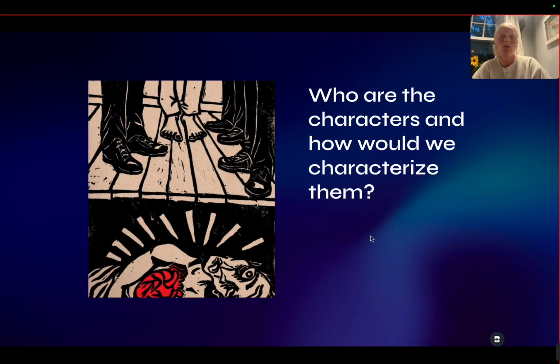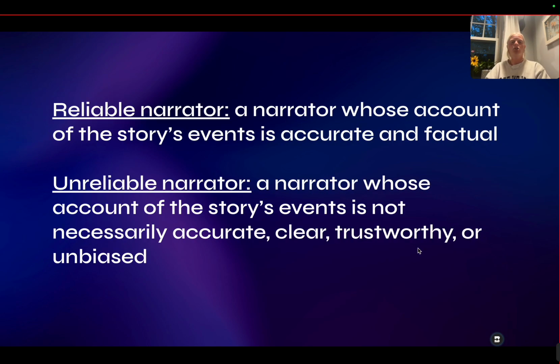He is what we would call an unreliable narrator. So in literature, if we're talking about narrative POV, or narrative point of view, there are 2 kinds of narrators in terms of how we believe, trust, or understand the truth of the story. Those two kinds of narrators are a reliable narrator and an unreliable narrator.